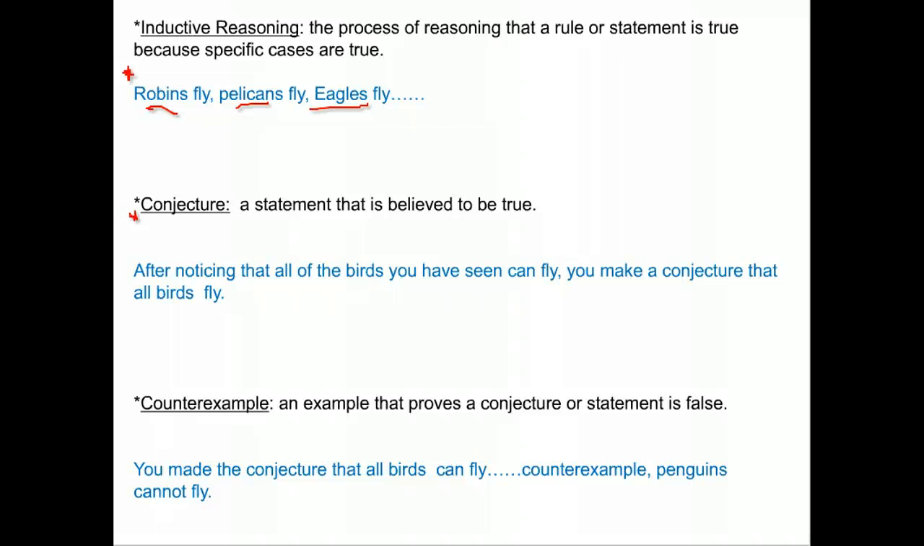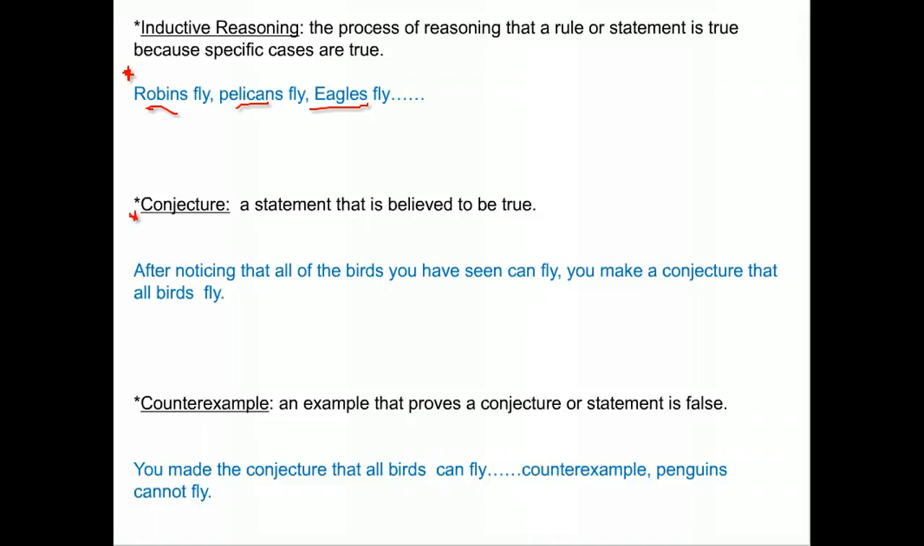So after noticing that all the birds that you've seen can fly, you might make the conjecture that all birds fly. Just like my son, his conjecture was, if I take something from her, she's going to scream. A lot of times your conjecture can be right. Sometimes the conjecture is not right.